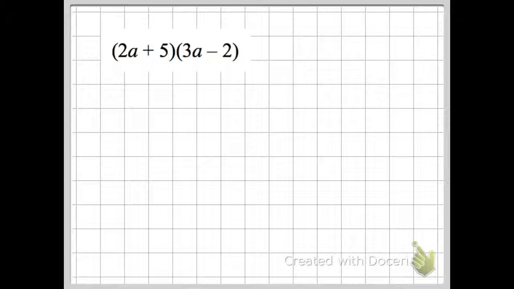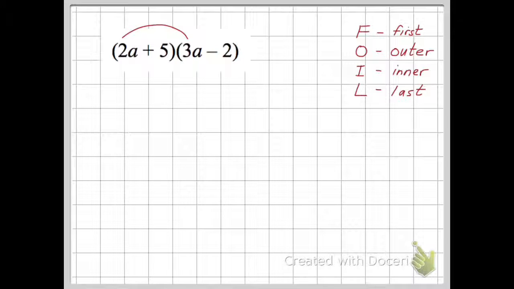The third example is how to expand a binomial product. There's a standard method called FOIL, which stands for first, outer, inner, last. In this example, that means we start by multiplying 2a by 3a. That's the first. The outer is 2a times negative 2. Inner is plus 5 times 3a. And the last is plus 5 times minus 2.